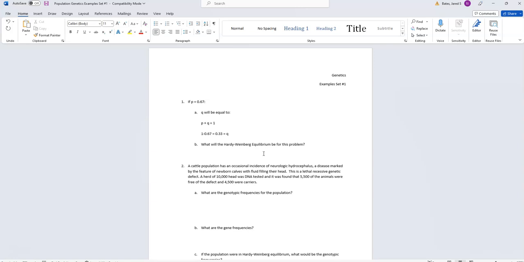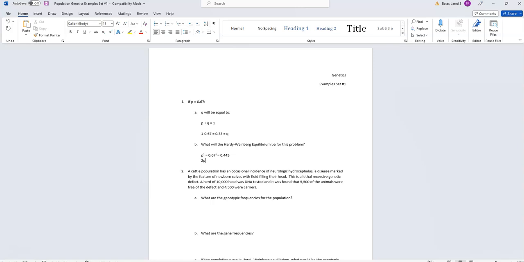So we're going to have p squared, which is going to be equal to 0.67 squared. And that is equal to 0.449. So if I just square 0.67, I get 0.449.